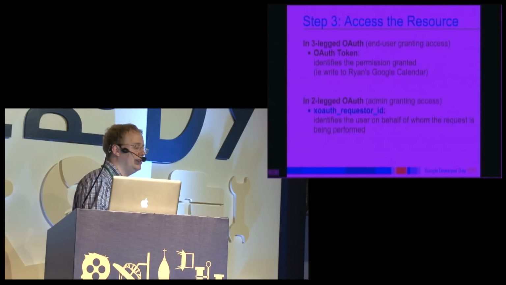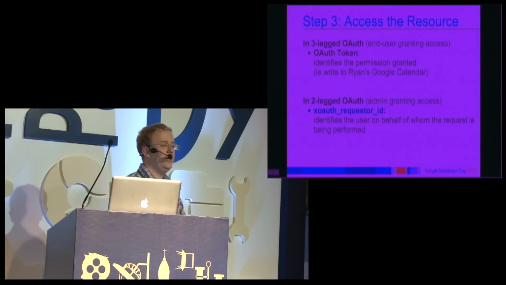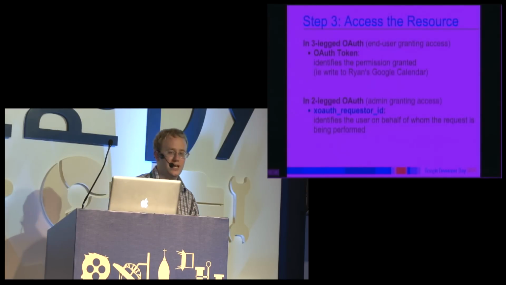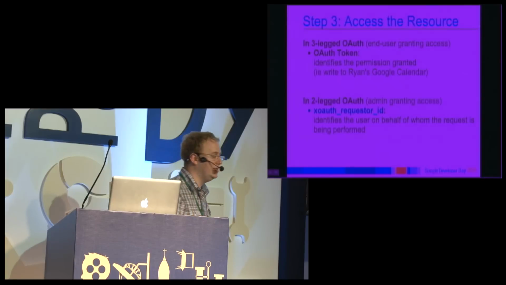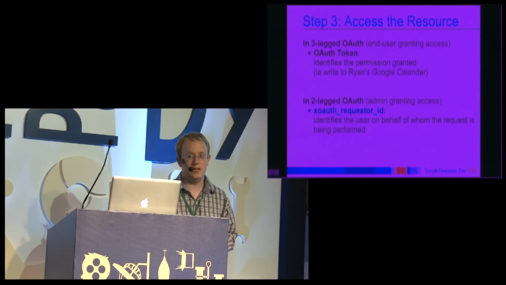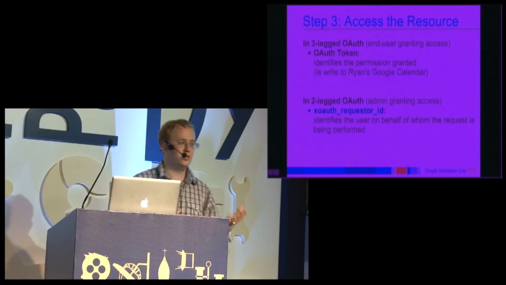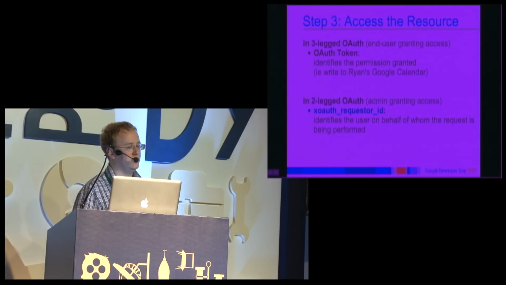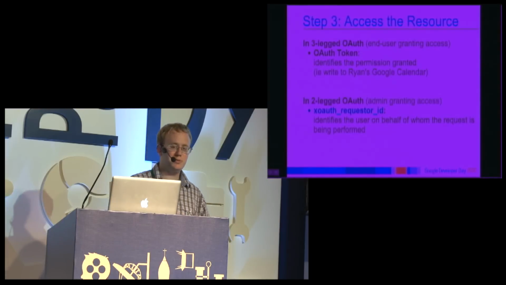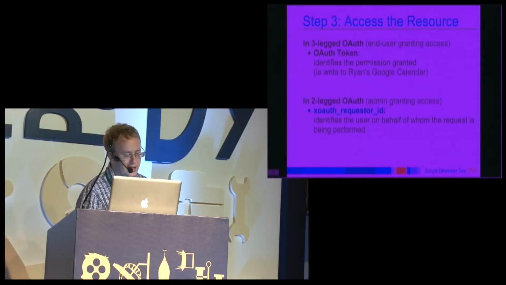So when actually accessing the resources, the three-legged OAuth flow, where the user is individually approving access, requires an additional parameter called an OAuth token. That token indicates the permission that was granted by the user. So it says that this application, SASE Payroll, has a right to access this user, Ryan's Google Calendar. So that's presented from the client to the server along with the rest of the request.